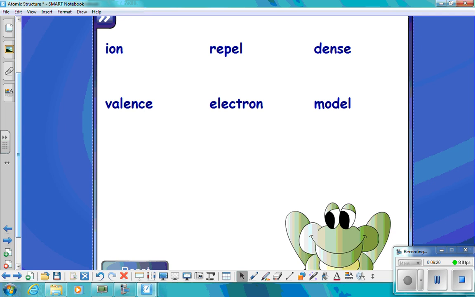Model. We use models in science to explain something or to visualize something that is too large to see or too small to see. For example, I can't bring the solar system into the classroom, so I will use a model of the solar system so that you can come up and see it on the desk. Or the atom is too small, so we will bring a larger version of the atom into the classroom so that we can see the different parts of the atom.